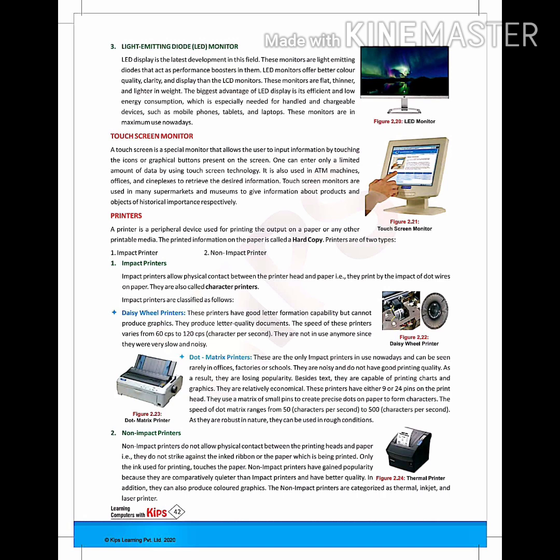Impact printers allow physical contact between the printer head and paper, that is, they print by the impact of dot wires on paper. They are also called character printers. Categories of impact printers include daisy wheel printers and dot matrix printers.